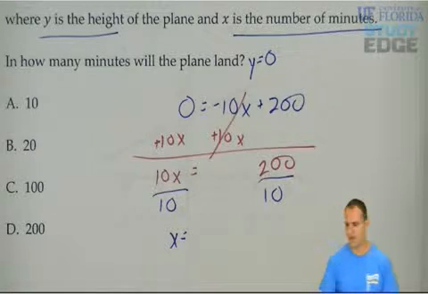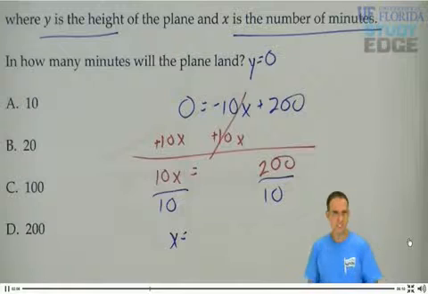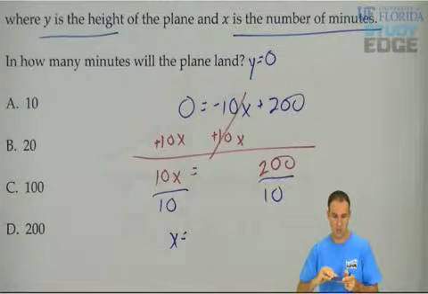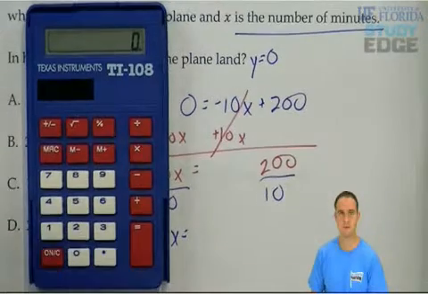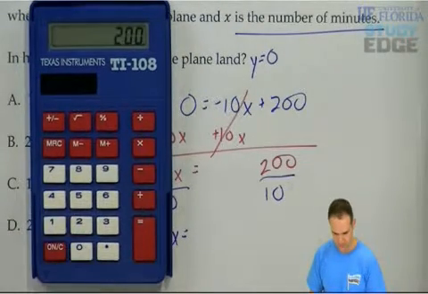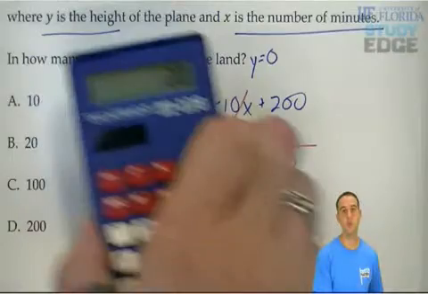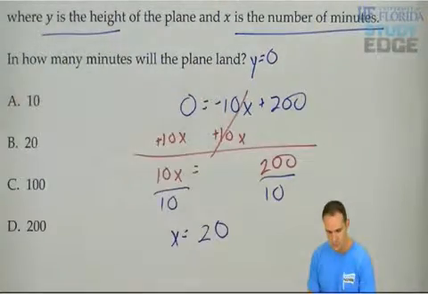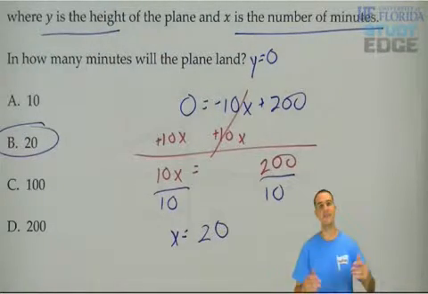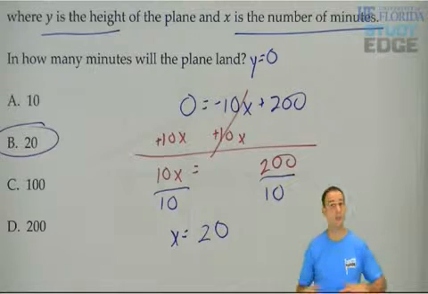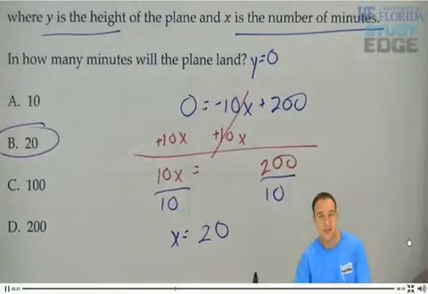200 divided by 10. Just in case, we're allowed a calculator, so let's calculate. Clear it out. 200 divided by 10, and we get 20 for x. So it's going to take about 20 minutes, and the answer is B. There's one example. You're given an equation and asked for an intercept.